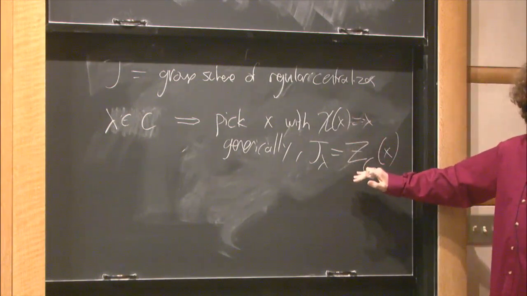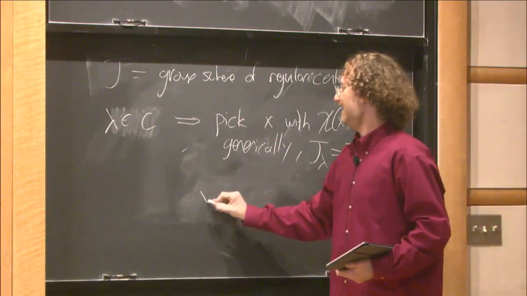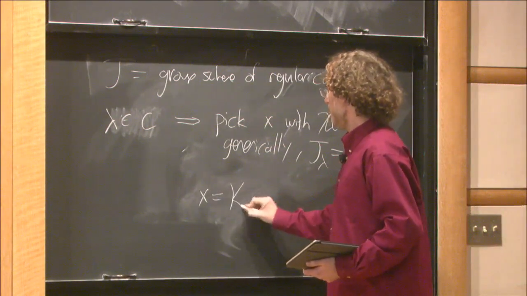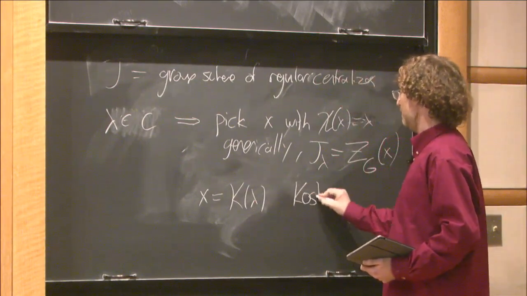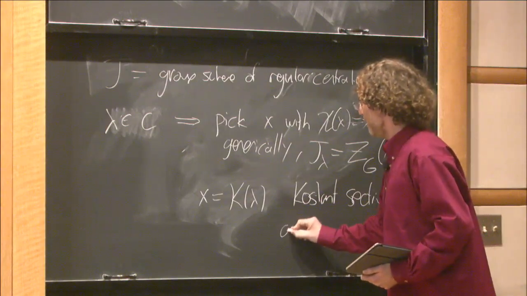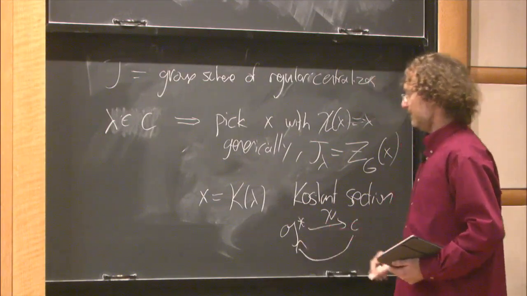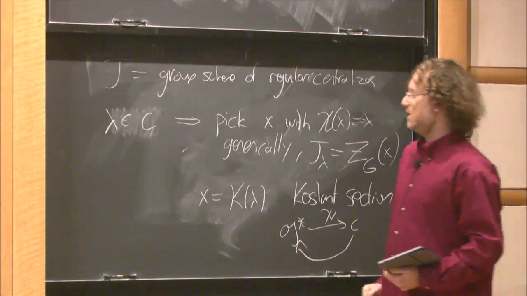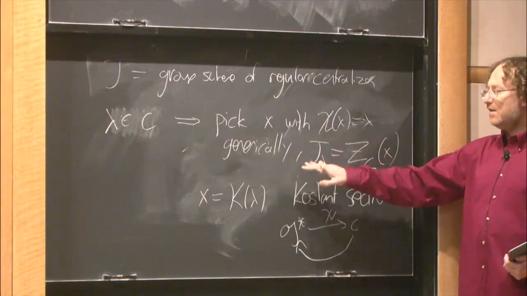If you don't like saying it this kind of fuzzy way, you can do this uniformly. You could take x to be the k of lambda, where this is the constant section. It's a particular section of the adjoint quotient. OK. So that gives you kind of a canonical family of x. So this is a family of groups. So you take the best element.